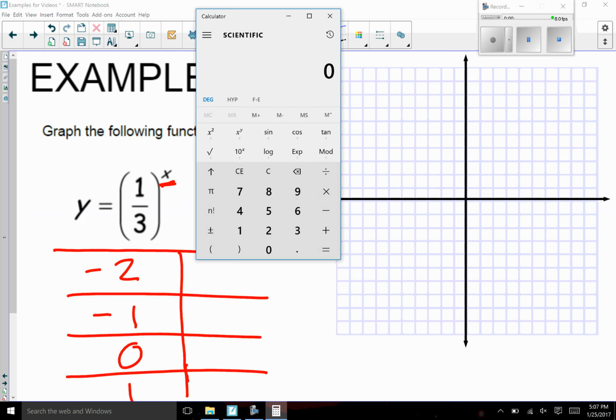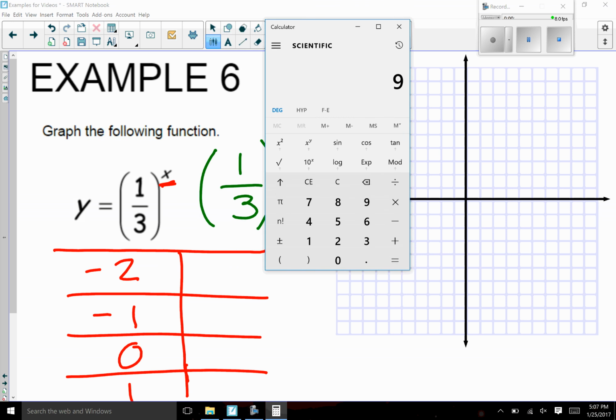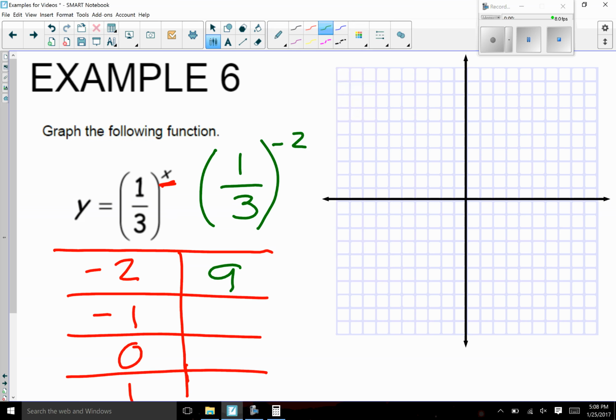In our calculator, we're going to take 1 divided by 3, and then raise it to the -2, and we get 9. The reason why we get 9 is, because this is a -2, you want a reciprocal to get that negative to be a positive. So this is going to flip our fraction. It's actually going to be 3/1, raised to the 2nd power. Well, 3 squared gives us 9. So that's why we got 9 there.